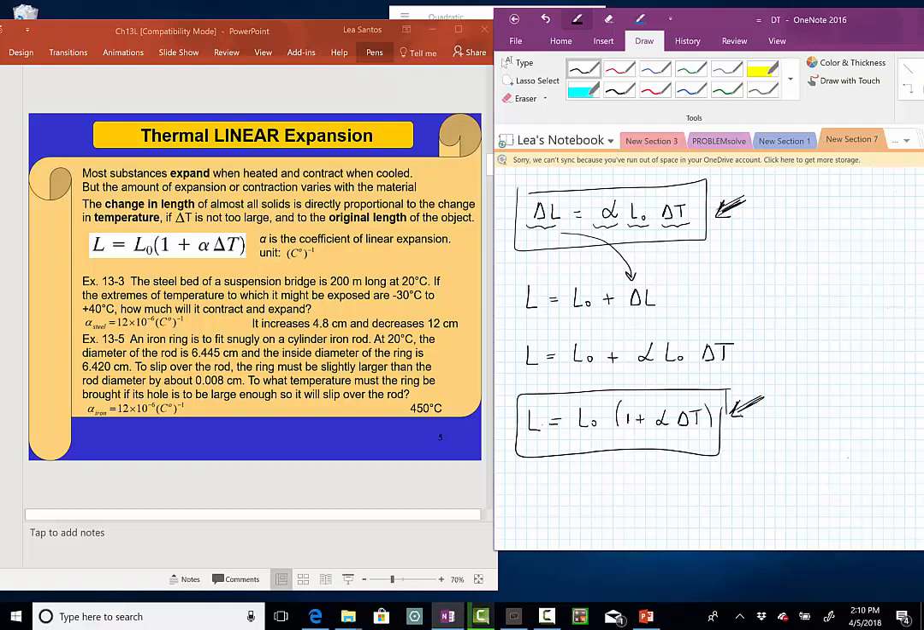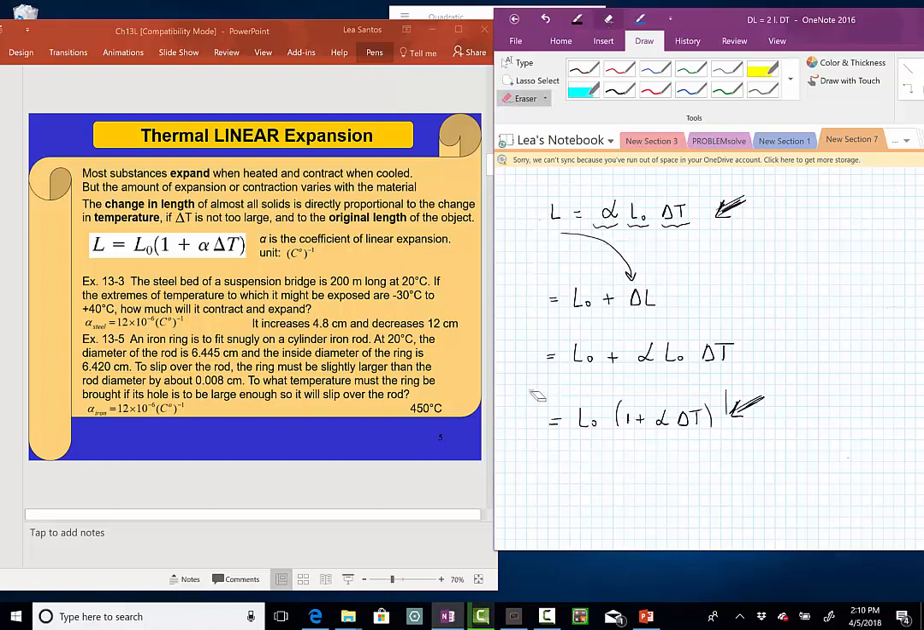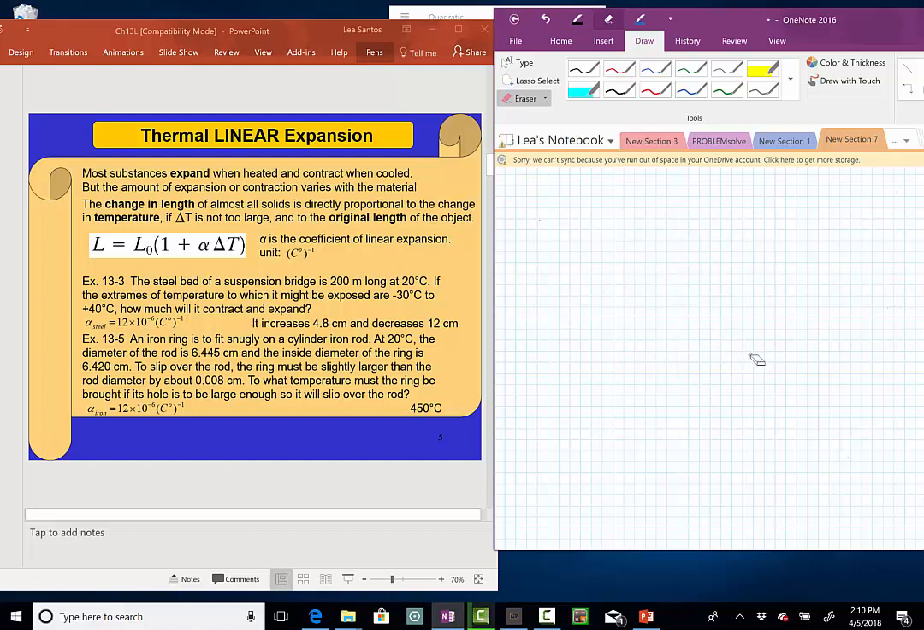Okay, so now we're going to read the problem. I suggest that you stop after reading it, try to solve on your own, and then come back to see if you arrived at the right answer and if you solved the problem correctly. So what is the problem telling us? Well, we have this steel bed of a suspension bridge. Remember that I said that a bridge is a special case on the road. It may expand or contract more than the road itself. And this bridge is 200 meters.